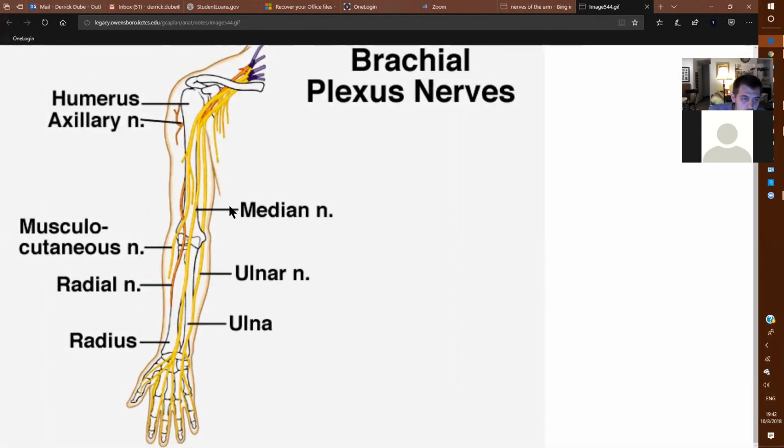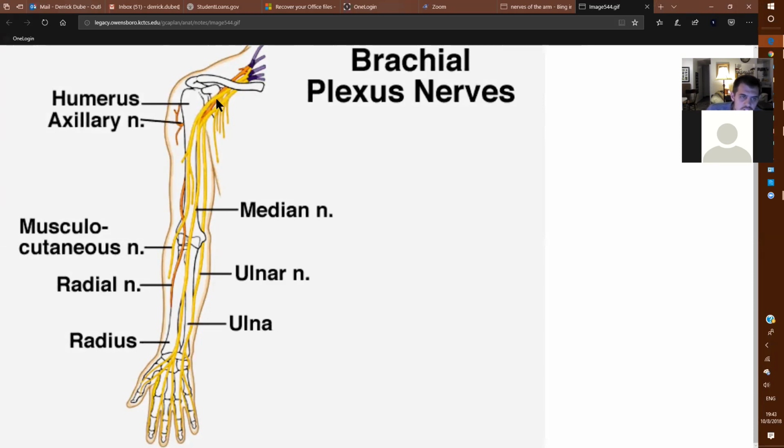So if I had a picture like this, and I were having you identify the nerves in the arm, you've got to know that your ulnar nerve is going to be on the medial part of your arm. So it's going to be the medial most. That's going to come down here. I mean, you can see all the way up. It's medial.